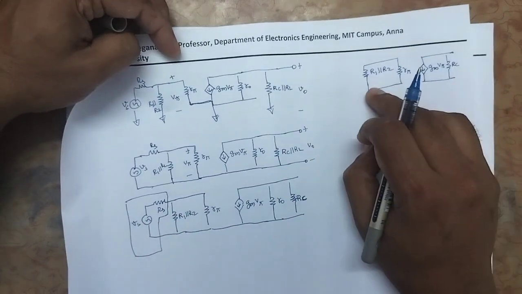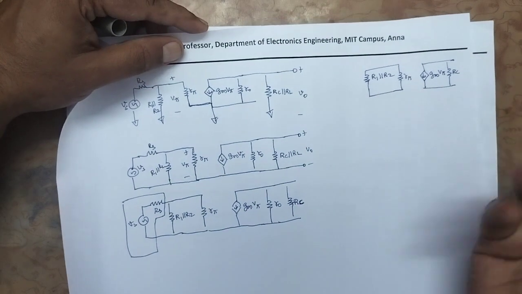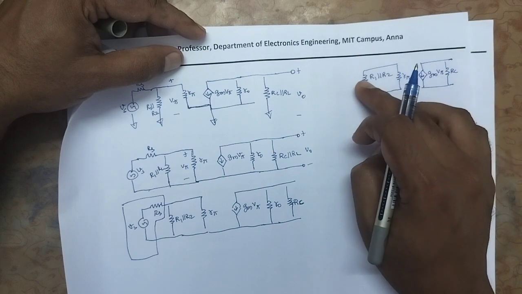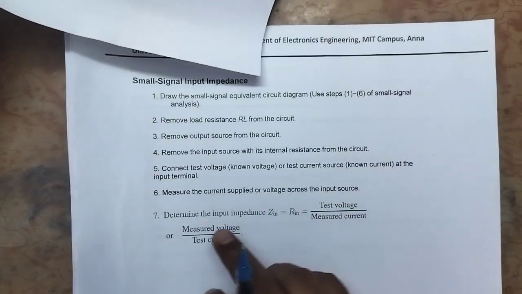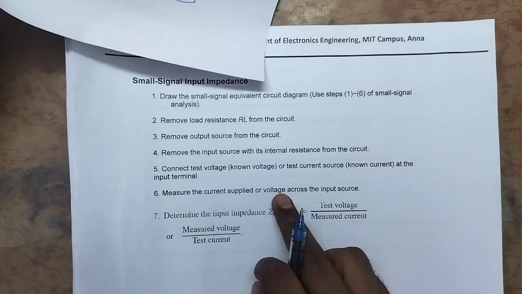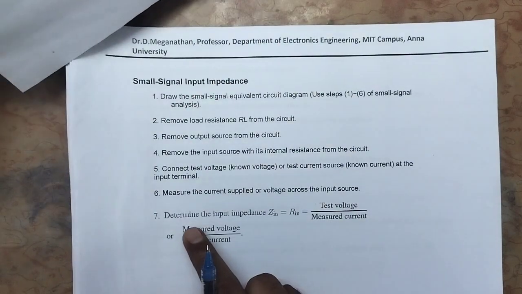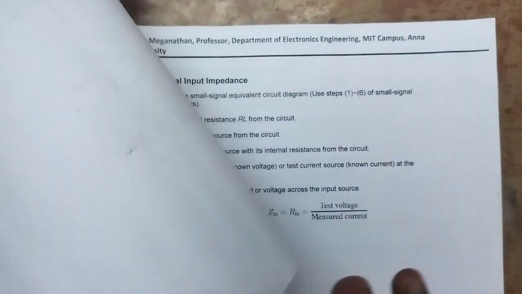What we are going to do is connect the test voltage. The value may be 1 volt or 5 volt, any value. The test voltage will supply the test current that will flow through the input branches. The ratio of the next point will be the measured current supplied or voltage across the input source. Then input impedance is the ratio of test voltage by measured current, or measured voltage by test current.